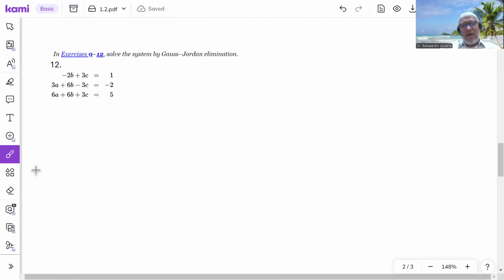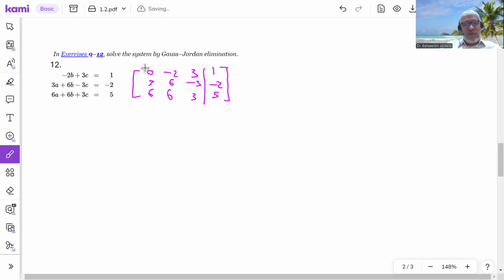Solve the system by Gauss and Jordan. Okay, now we will solve using Gauss and Jordan. As usual, the first step is to write the augmented matrix. There is no A in the first equation, so I have 0, then 3, then 6. For B, I have negative 2, 6, 6. For C, I have 3, negative 3, 3, and the numbers 1, negative 2, 5. So this is a non-homogeneous system.